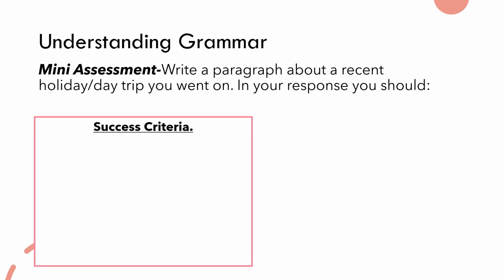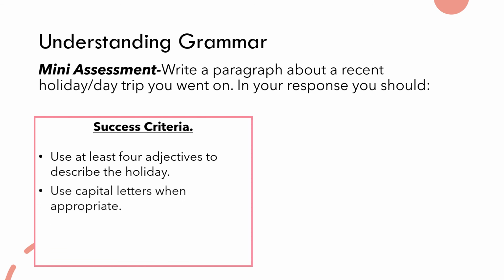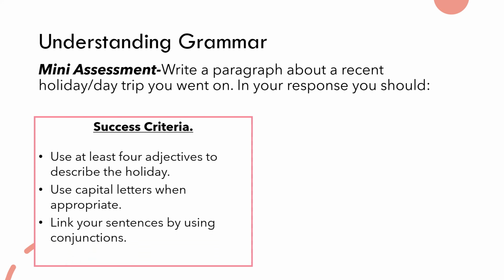Now that we've had a chance to go through some of the key areas of grammar for the writing assessment, it might be a good idea to have a practice at a mini assessment. So the one that we're going to look at the moment is to write a paragraph about a recent holiday or day trip that you went on. In your response, you should use at least 4 adjectives to describe the holiday. Use capital letters when appropriate, and link your sentences by using conjunctions. If you're unsure about how to use any areas of these grammatical techniques, then look back at the previous parts of the video just to refresh your memory.